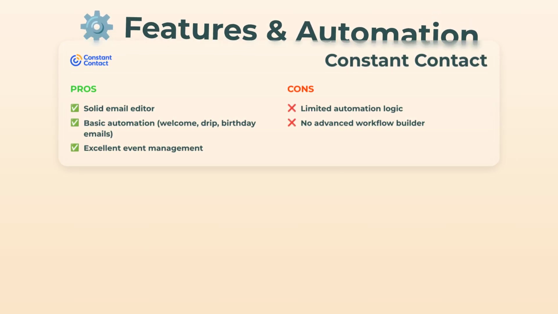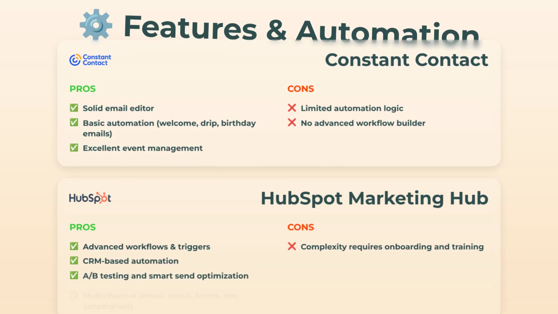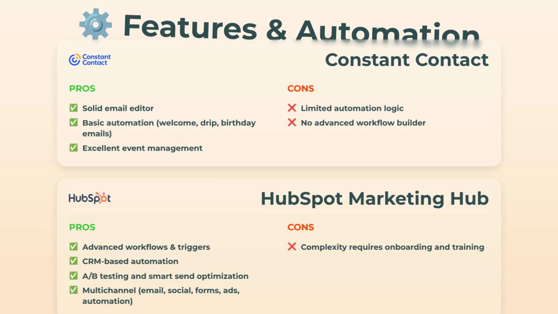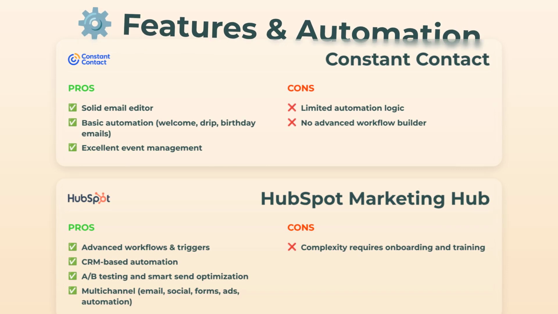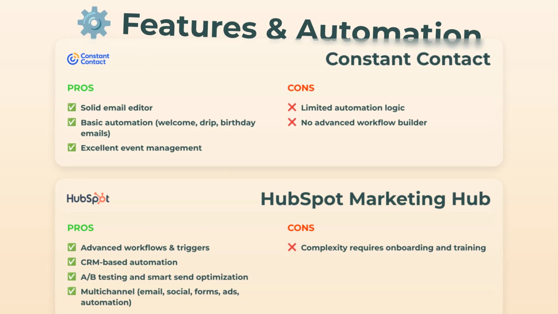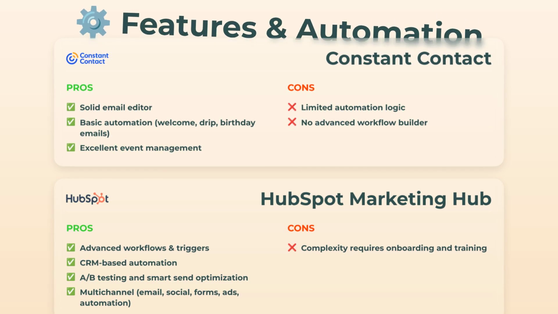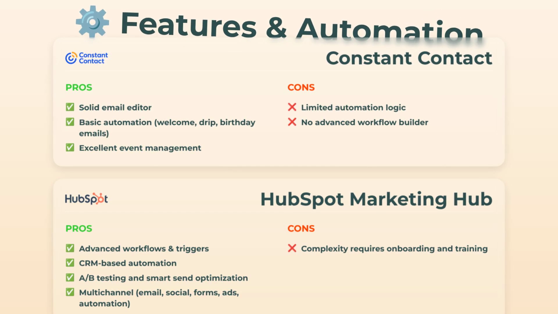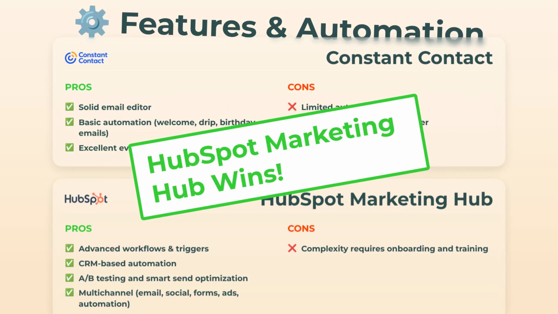Now, enter HubSpot Marketing Hub. If you want super smart automation, advanced workflows, triggers, CRM-based journeys, A/B testing, the whole nine yards, this is it. Plus, it's not just email. You can hook in social, forms, ads, basically everything. Honestly though, the pro tools do mean a bit of a learning curve. You'll need a little onboarding magic. Still, no contest. HubSpot owns this round.